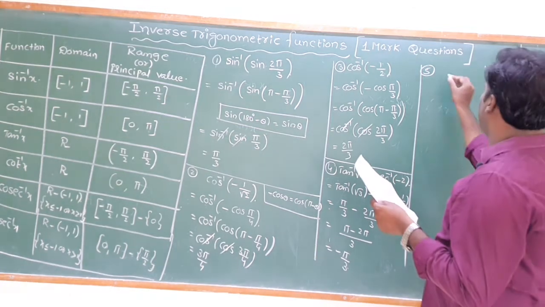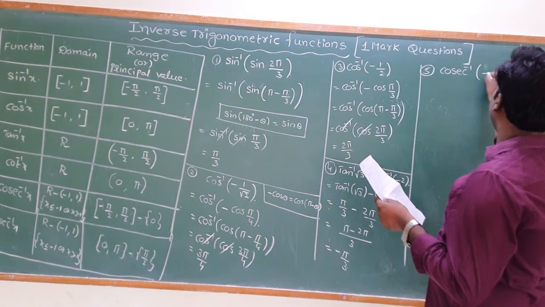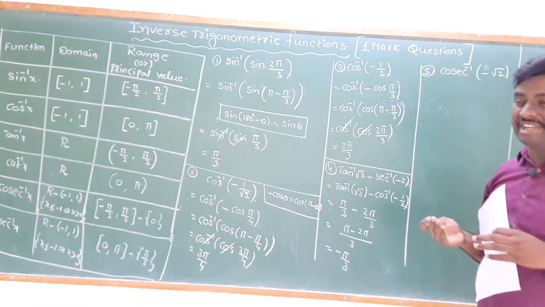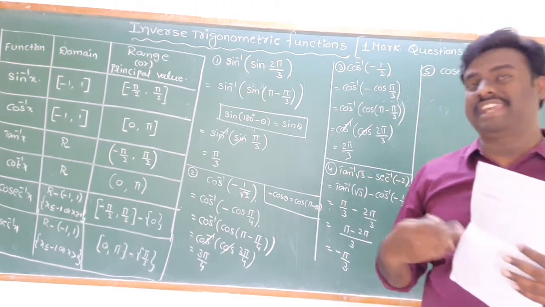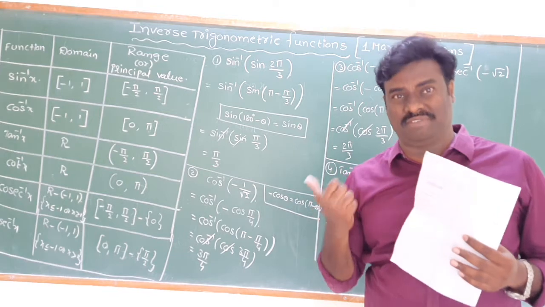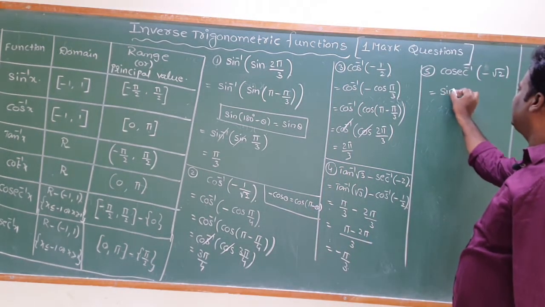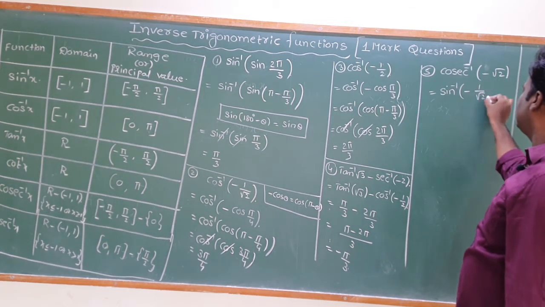Find the principal value of cosecant inverse of minus root 2. Whenever the question is given in cosecant inverse, you convert it into sine inverse. When the question is given in secant inverse, it is better to convert into cos inverse. So here the reciprocal of cosecant inverse is sine inverse. The reciprocal of root 2 is 1 by root 2.